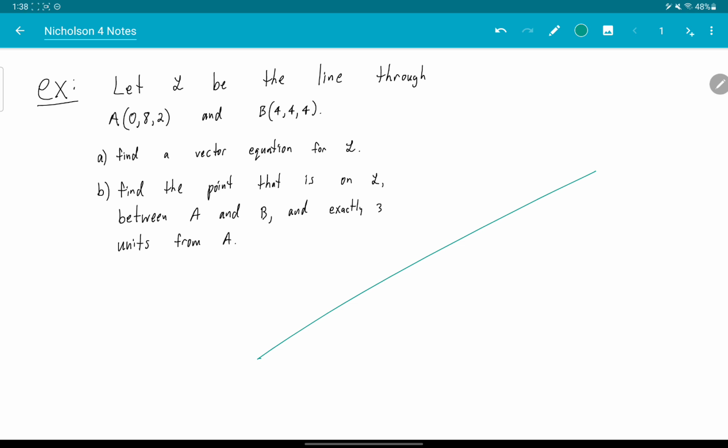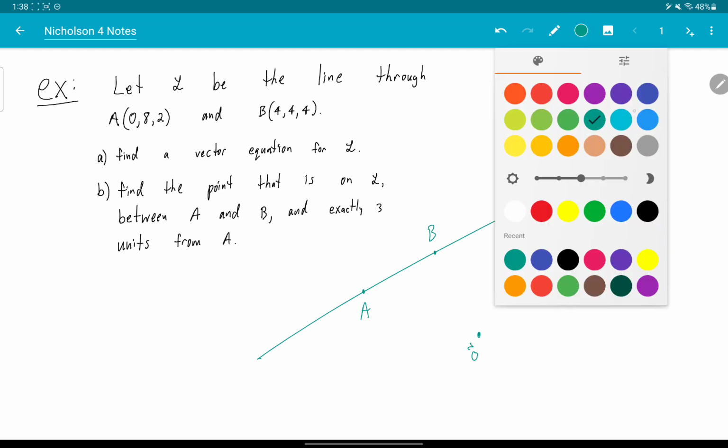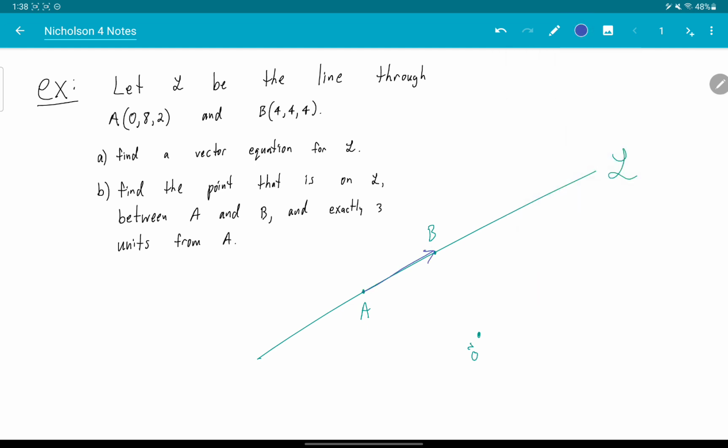Now, first things first, find the equation of the line. So here's my line L. And we'll say A is here. We'll say B is here. I want to find the equation of the line. The first thing I notice is that the direction vector is right in front of me. So let's just imagine the origin is here. Doesn't really matter. If I look at the vector AB, this vector that goes like so, that can serve as a direction vector. That is a vector that is certainly parallel to the line.